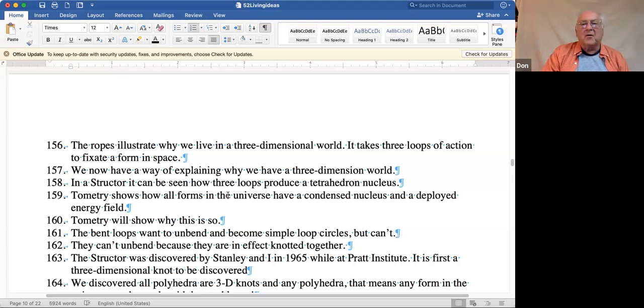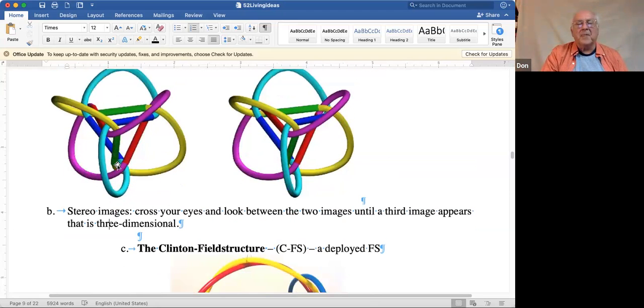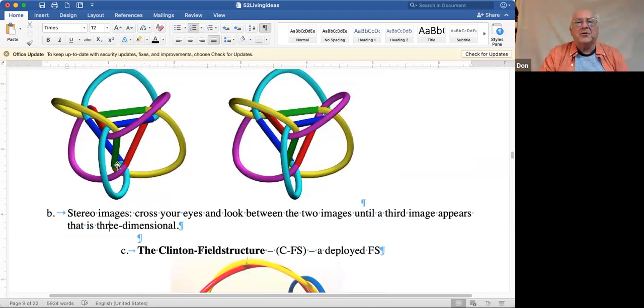Tometry shows how all forms in the universe have a condensed nucleus and a deployed energy field. So that's what's going on. You got condensed producing a nuclear polyhedra and a field form that is trying to radiate out, is trying to expand, but can't because it's locked itself into a knot configuration. So you've got expansion and contraction both going on to create this form.